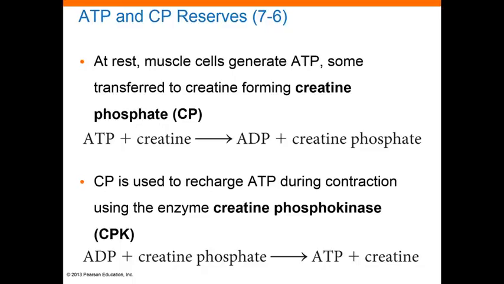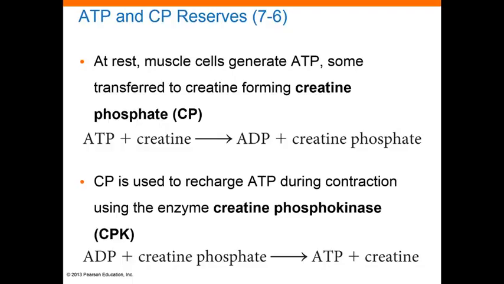The next section of the textbook discusses the energy demands of muscle fibers. When a muscle fiber is not contracting, it's squirreling up energy in the form of ATP, and some is used to generate creatine phosphate. So during contractions, each cross bridge breaks down ATP into ADP and a phosphate group, and so creatine phosphate is then used to recharge ATP.